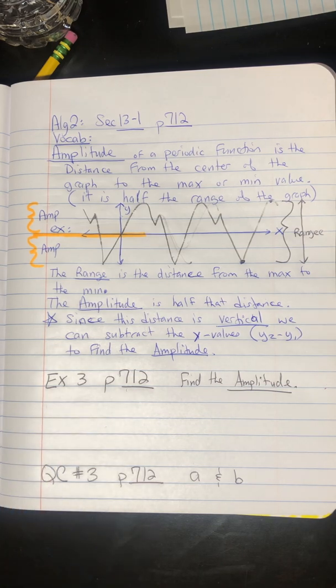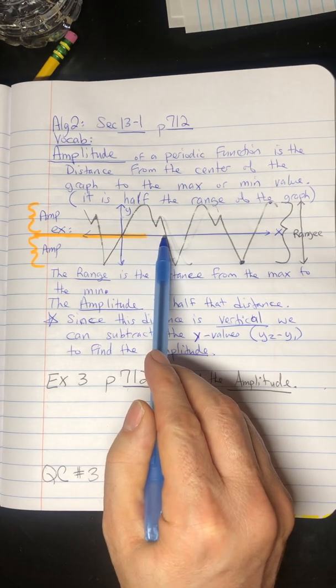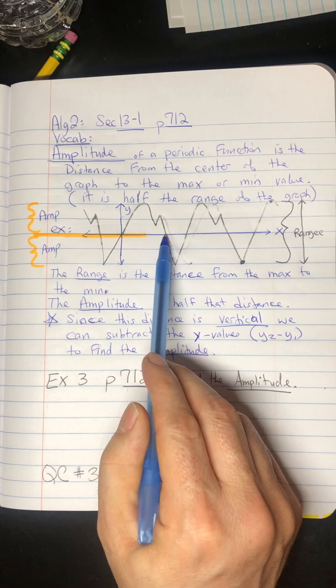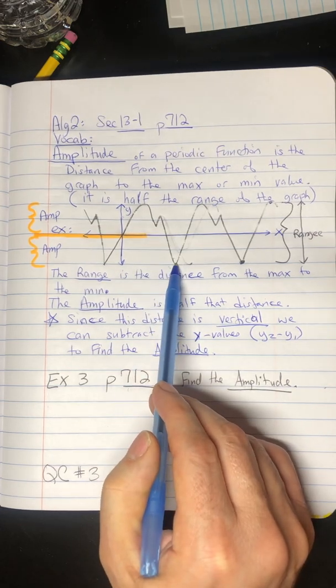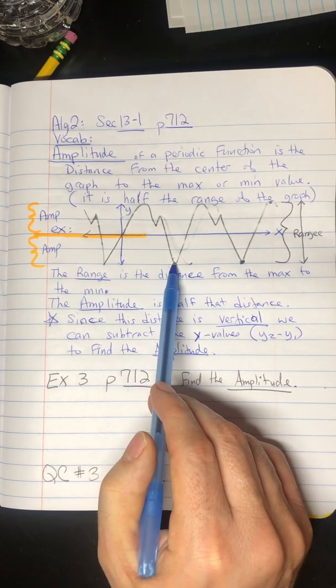Example 3 is finding something called amplitude. We talked about finding a cycle, identifying a cycle, and finding the period. The period was the horizontal distance, so we subtracted the x values to find the horizontal distance of a periodic function. This time we're going to find something called the amplitude, which is equally important to find. The amplitude is a vertical distance. It's the distance from the middle of the pattern to the top, or from the middle of the pattern to the bottom of the pattern in the periodic function.